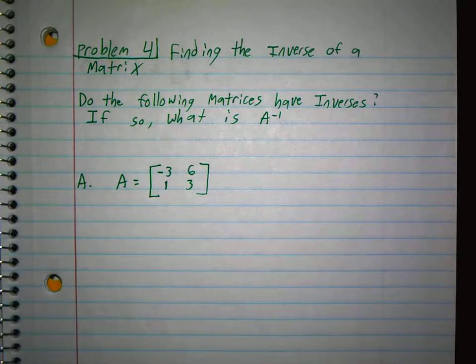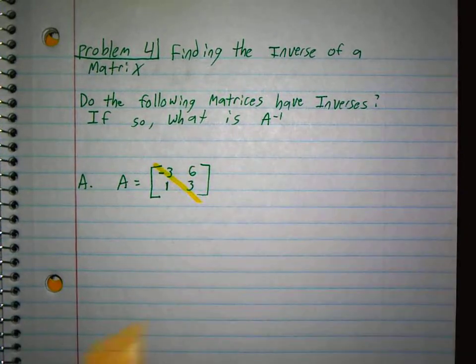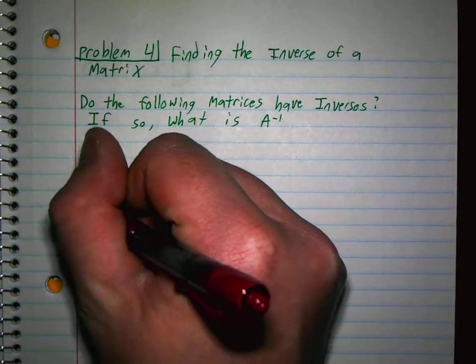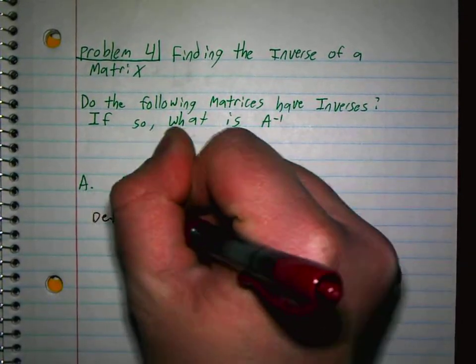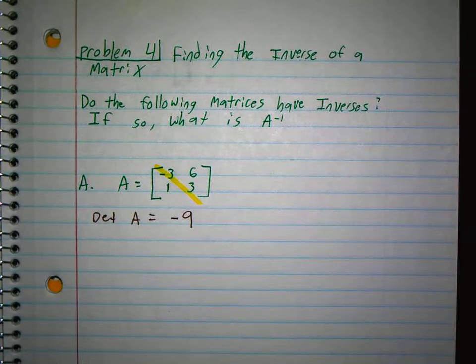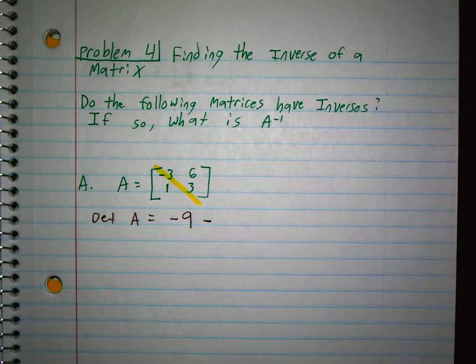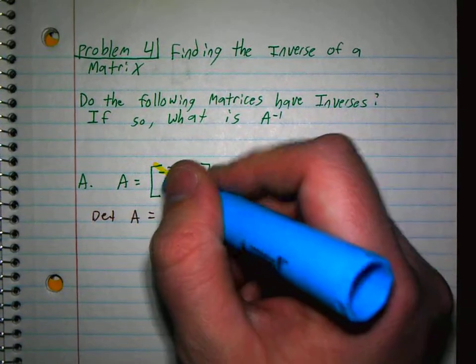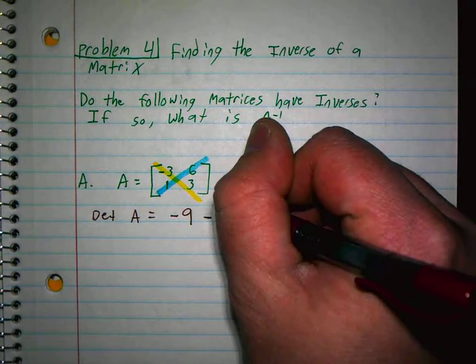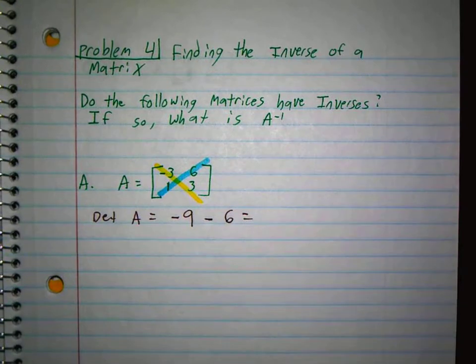What do I multiply first? -3 times 3, which is -9. So I'm going to put determinant of A equals -9. And then what do I do? Add or subtract? Subtract. And then what am I going to do? The other one, right? 1 times 6 is 6. And -9 minus 6 is -15.